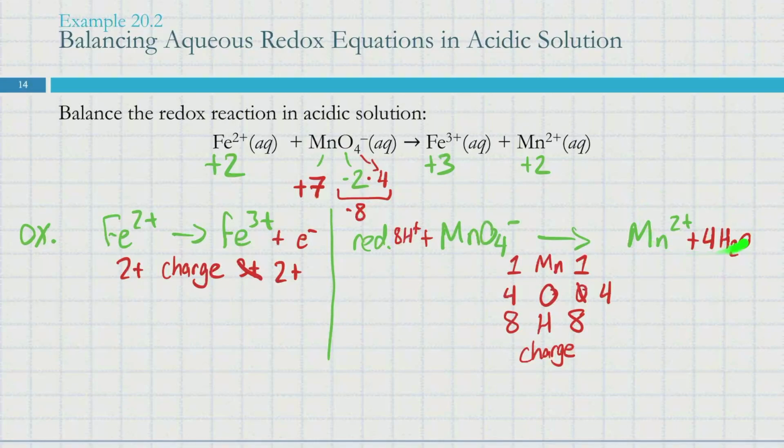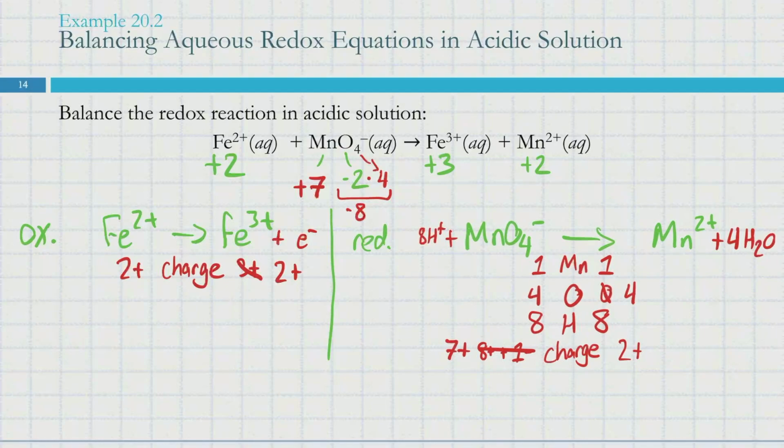For our charge, the product side is a little easier here. We've got a 2+ overall charge. On our reactant side, we've got a 1- and 8 1+. So 8+ plus 1-, we've got 7+. To get these to balance out, to get 7+ down to 2+, what we need to do is add 5 electrons.